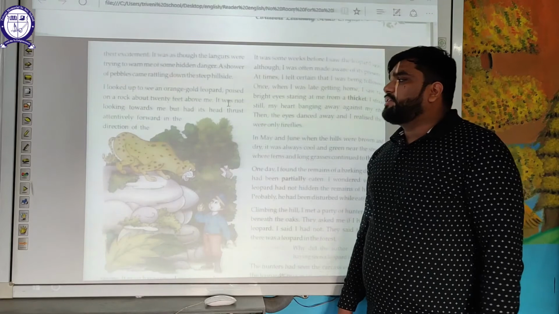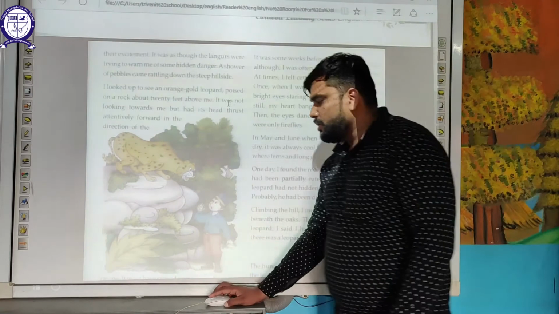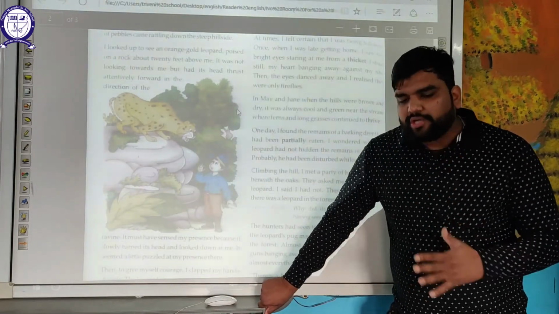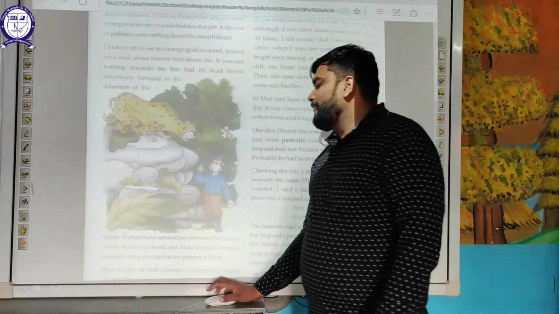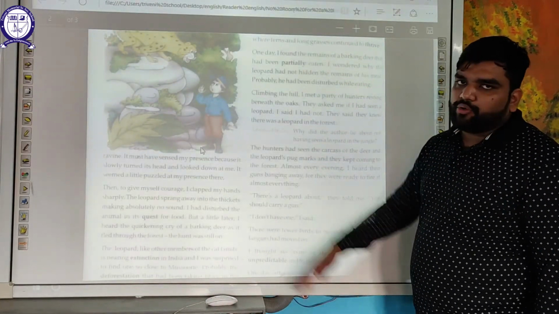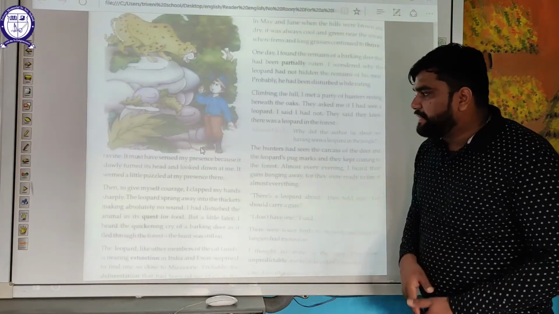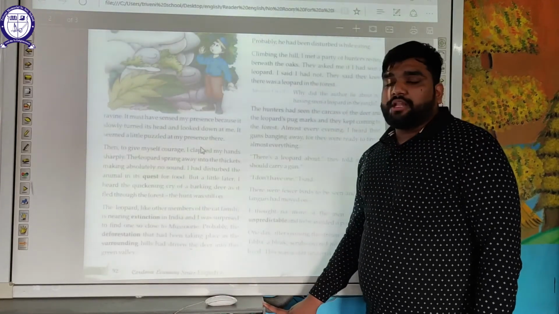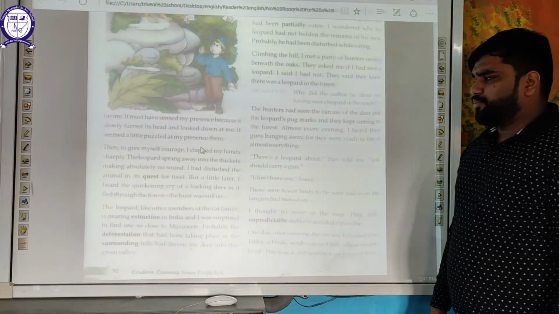It was not looking towards him, but had its head thrust attentively forward in the direction of the ravine. So the leopard was not looking towards the writer; it was concentrating on the ravine. It must have sensed the presence because it slowly turned its head and looked down at the writer. It seemed a little puzzled at my presence there. So the leopard was a little puzzled over this. Then, to give myself courage, I clapped my hands sharply.